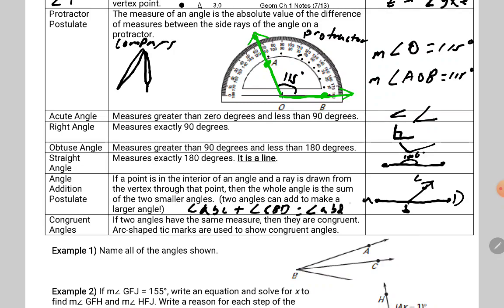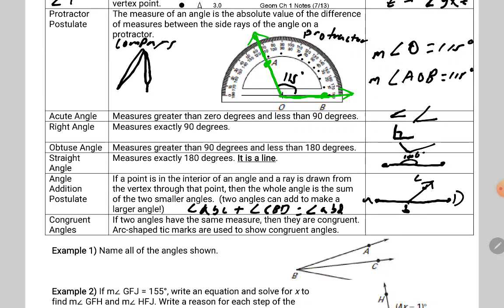It's very important to know that when you're naming angles, your middle letter is always your vertex. That's why you never see me say BAC, because BAC would be something completely different. That would be a completely different angle.